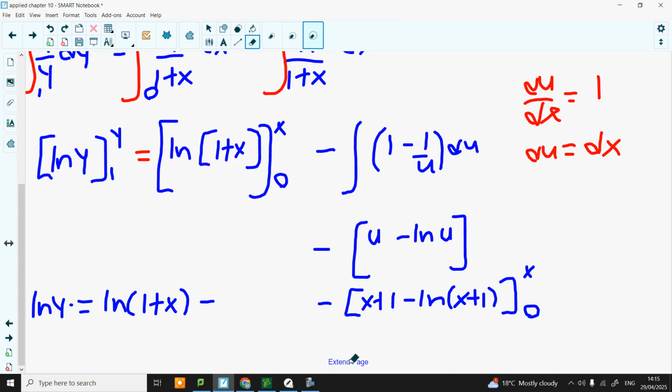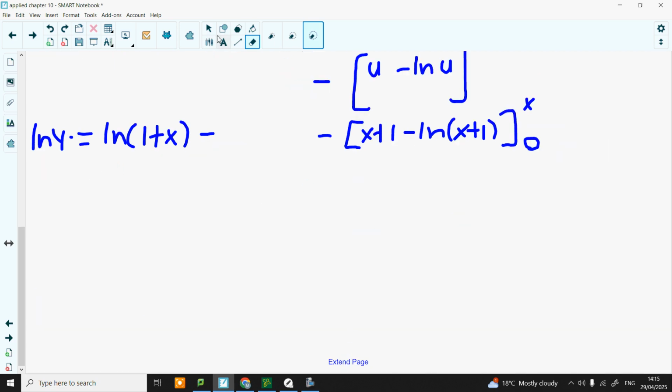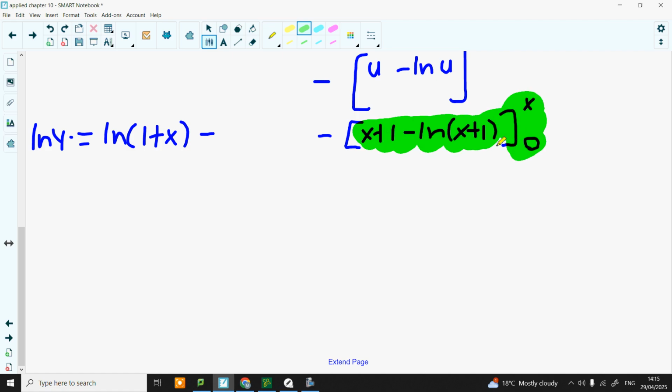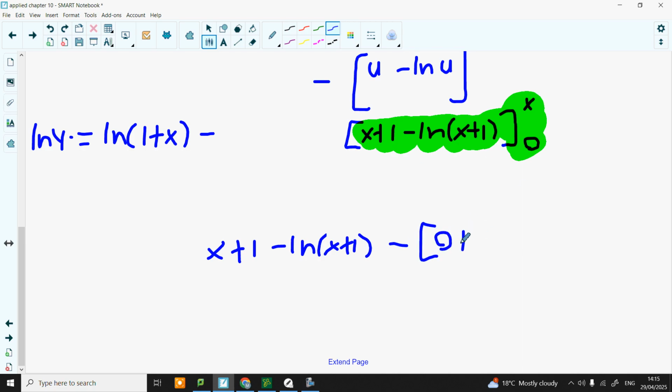Here, give me a second. Not gonna lie, I wasn't expecting to be struggling with this one. See all this? Just gonna ignore the minus for a minute. That minus doesn't exist. But whatever I get, we're taking it away. Is that right? So I'm just gonna do this one on my own here. So it's going to be x plus 1 minus ln x plus 1. And it's going to be minus 0, 1, ln 1. ln 1 doesn't matter.